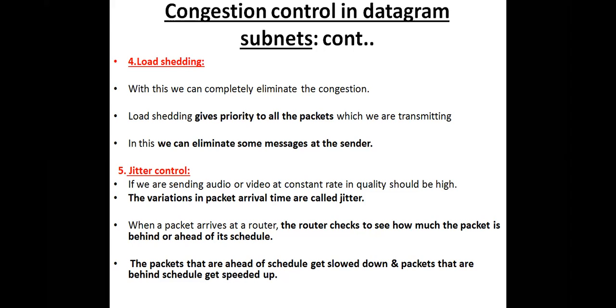Likewise, the router will check whether the packets in the network are ahead of schedule or behind schedule. If the packets are ahead, then automatically the router will slow down transmitting the packets. If the packets are behind, then immediately the router will forward the packets to the destination in a faster manner. That is about congestion control in datagram. Okay.